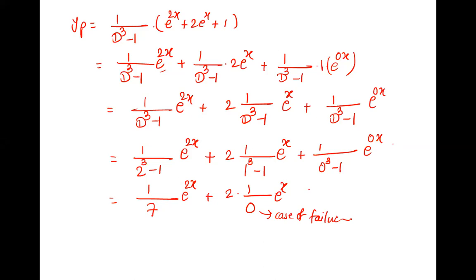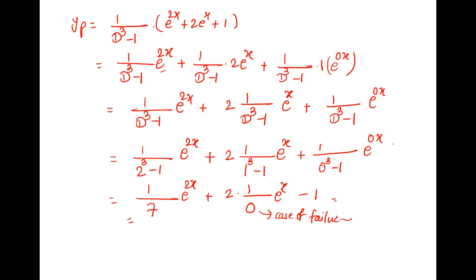Correct? And plus this 0 minus 1, so 1 upon minus 1 minus 1, into e raised to 0x, which is also 1. So here it is minus 1. Correct? Yes, this is done. But we have to think for this.